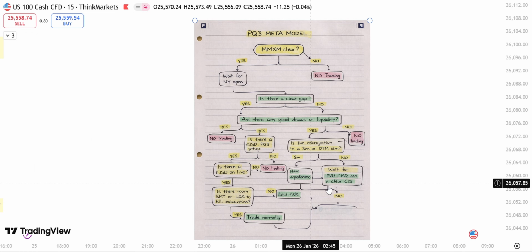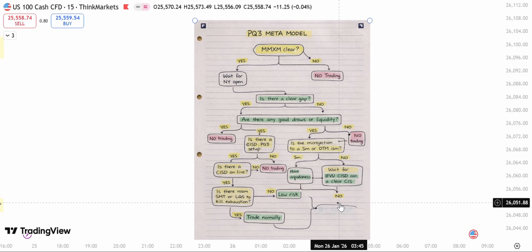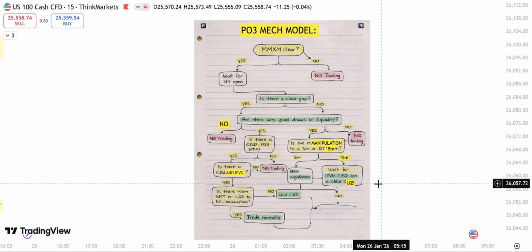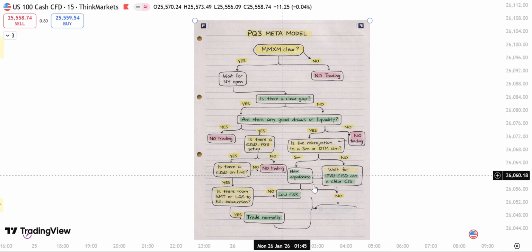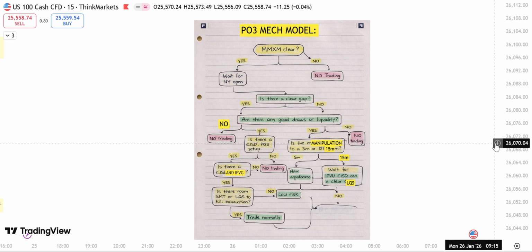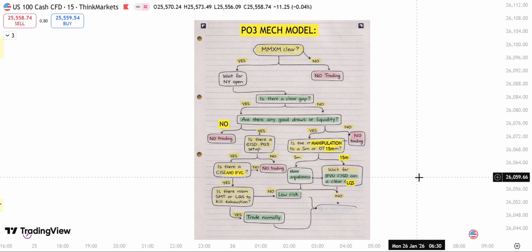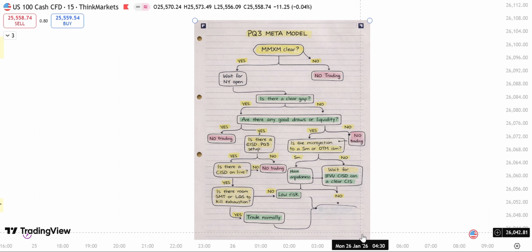I mean, this is basically to eliminate the fake out, but it's not mandatory. But yeah, it's basically the same thing as here. Is there a change in state delivery and inversion fair value gap? If yes, then trade normally. And that is basically the mechanical model. You can make it yourself.